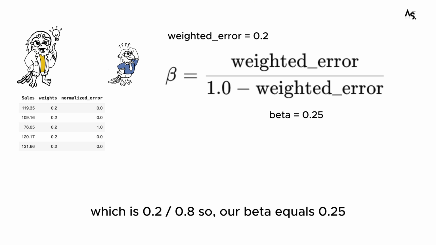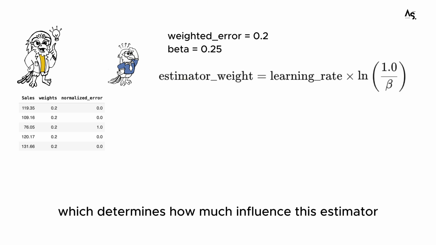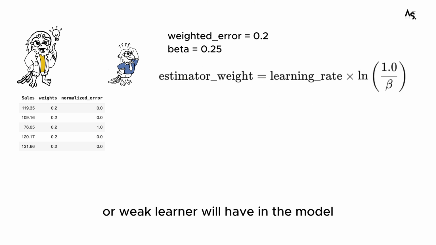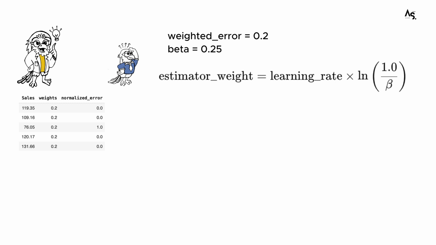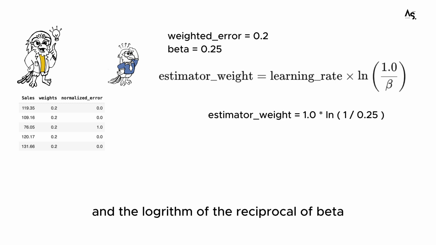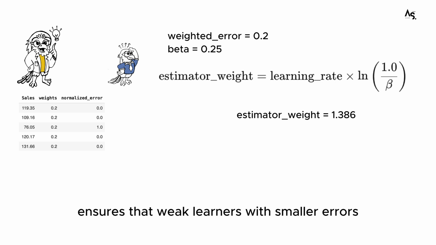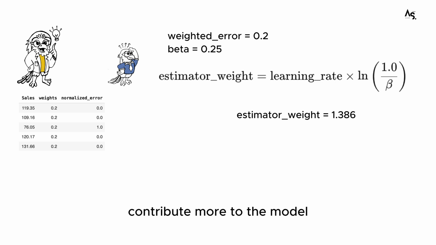Finally, AdaBoost calculates the estimator weight, which determines how much influence this estimator or weak learner will have in the model. This weight is scaled by a learning rate and the logarithm of the reciprocal of beta, which adjusts the weight depending on the accuracy of the estimator. This scaling ensures that weak learners with smaller errors contribute more to the model.